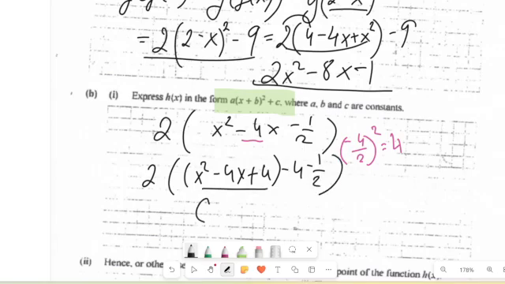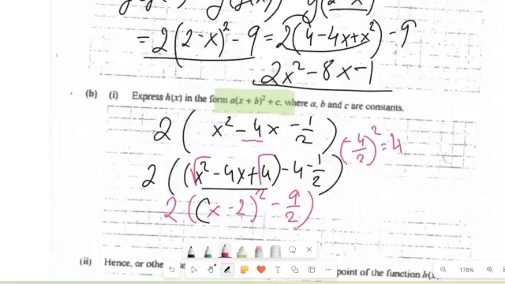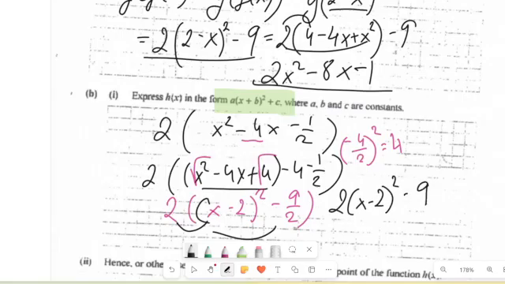So this is the same bracket. Do you remember when I said square root the first, square root the last, and that will be x minus 2 to be squared minus 9 halves with the 2. Remove the big brackets, guys, and then I get 2(x minus 2) to be squared minus 9. Okay, remember that form will give you the vertex.